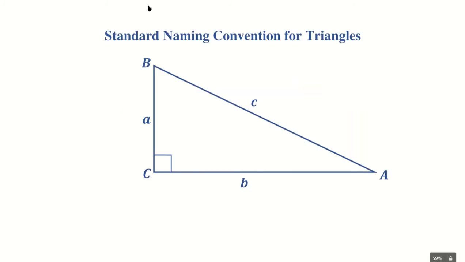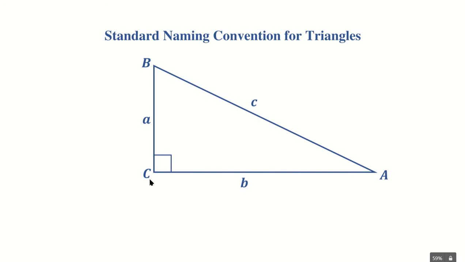Our initial focus will be on right triangles, and this is the naming convention for right triangles. We will use the letter C for the right angle. A and B can be either of the 2 acute angles. It doesn't matter which one you put where.